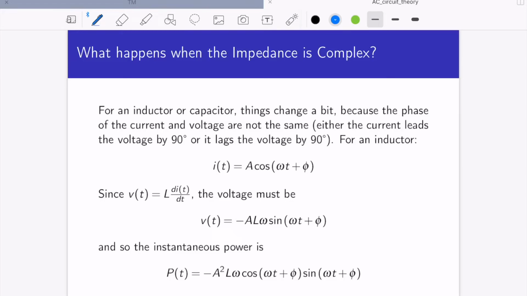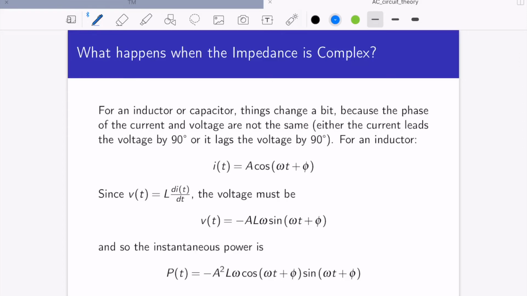The phase of the current and the voltage are not the same in either the case of the capacitor or the inductor. For the inductor, we can, for example, write i of t is equal to A cosine of omega t plus phi for a sinusoidal current. Then we can write v of t, which is equal to L di of t dt. When we take the derivative of the current with respect to time and multiply by L, the voltage will be equal to minus A times L times omega sine of omega t plus phi.